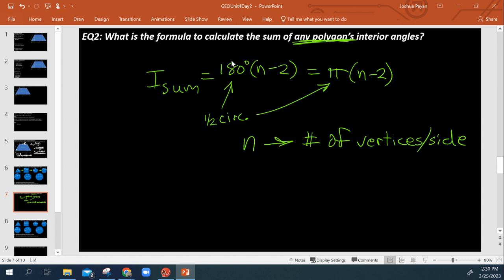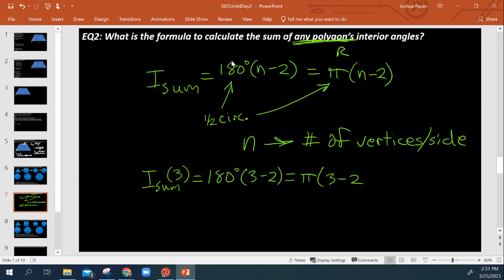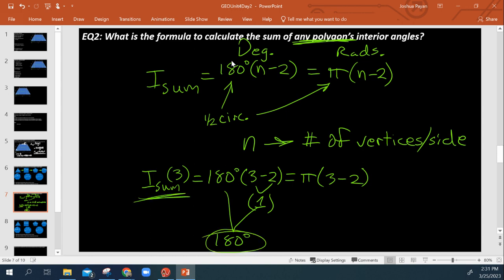Okay, so for example, let's try it with a triangle. We know already it's going to be 180, but if I do, what is the interior sum of a polygon that has three vertices or three sides? That would be 180 degrees times 3 minus 2, or pi times 3 minus 2. And this is in radians here, and this obviously is in degrees here. Okay, so either way I look at it, 3 minus 2 is 1 times 180. We get an interior sum of 180 degrees. Or same thing happens here. 3 minus 2 is 1 times pi. We get pi radians is the interior sum for a three-sided polygon, aka a triangle.